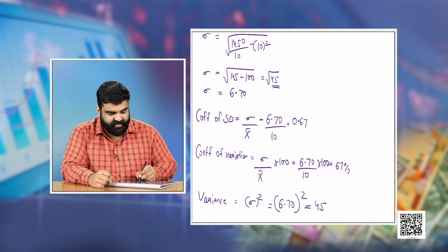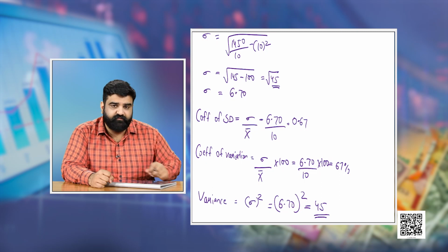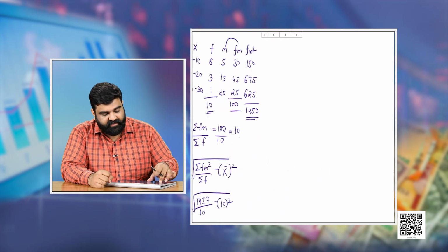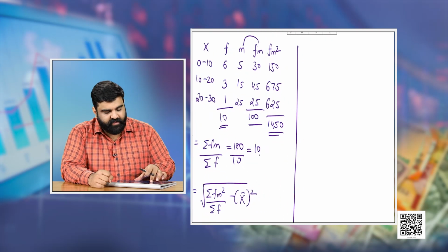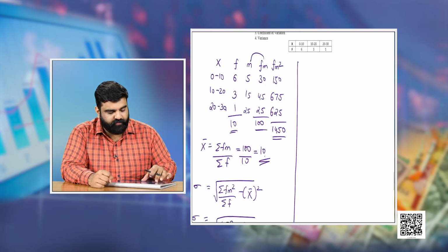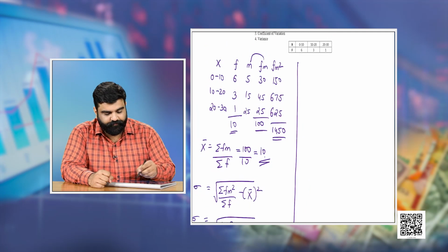So, we have the answer as 45, which is the variance to this question. Now, let us do this question according to the actual mean method. As I have already obtained the actual mean, which is 10, so I will be using this value. So, I have the class interval as 0 to 10, 10 to 20 and 20 to 30. Then I have the mid values as 5, 15 and 25. I also have the frequencies as 6, 3 and 1.